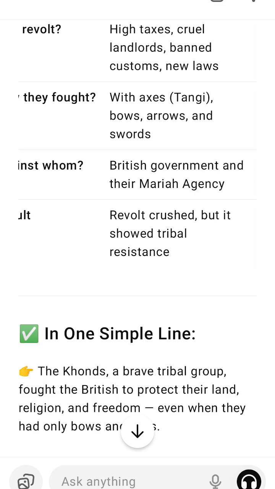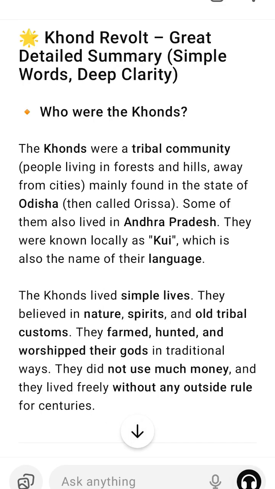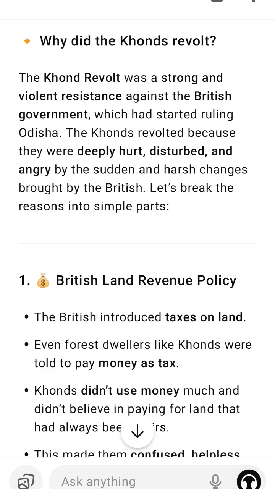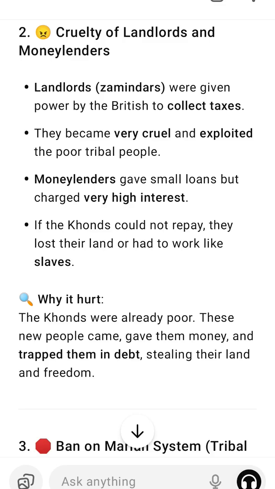2. Cruelty of landlords and moneylenders. Landlords, zamindars, were given power by the British to collect taxes. They became very cruel and exploited the poor tribal people. Moneylenders gave small loans but charged very high interest. If the Kands could not repay, they lost their land or had to work like slaves. Why it hurt? The Kands were already poor. These new people came, gave them money, and trapped them in debt, stealing their land and freedom.